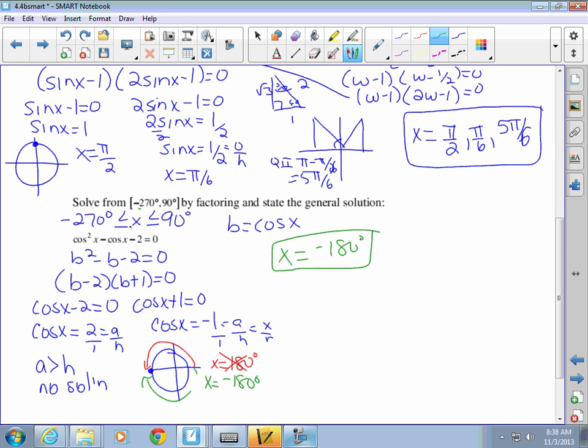My general solution then is doing that rotation, however many rotations you want, so full rotations at 360, going either in a positive or a negative turn. So my general solution would be x is equal to negative 180 degrees plus 360 degrees times n, and n is an element of integers. So that's the general solution.